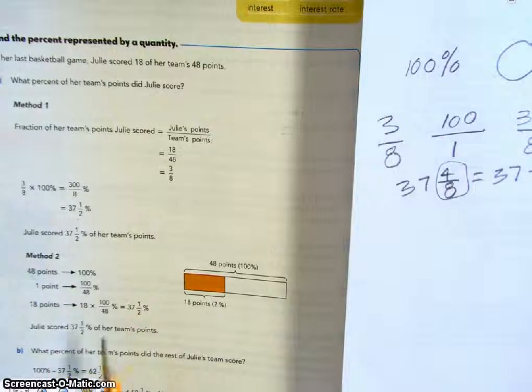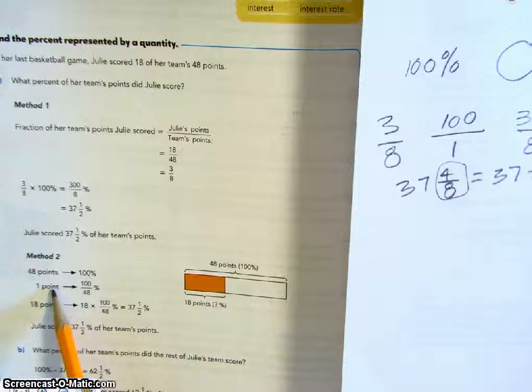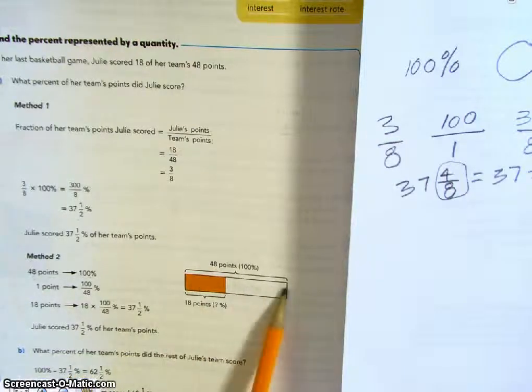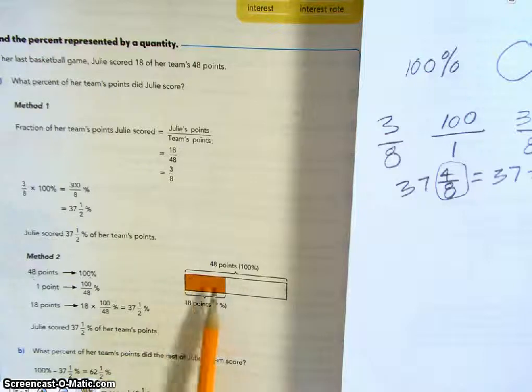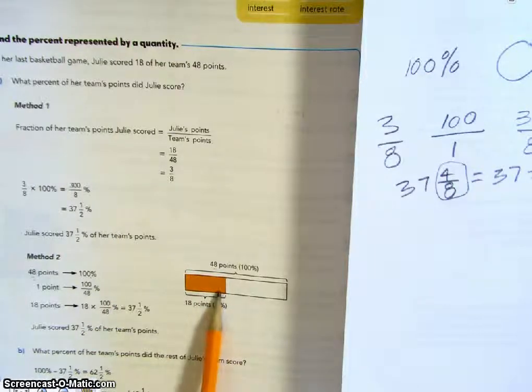Then just like we found in our last unit 6.3, or our last chapter, what they did is they said, okay, so over here it shows us our base number, which is 100%, and it says 48 points is the real number for that 100%. They want us to figure out what is the percent for the real number of 18 points.